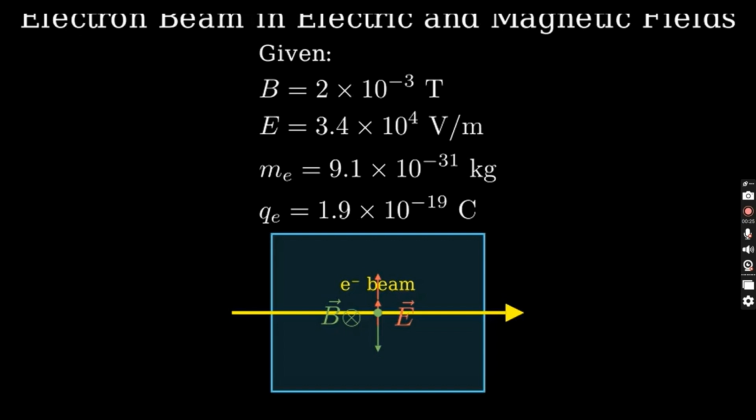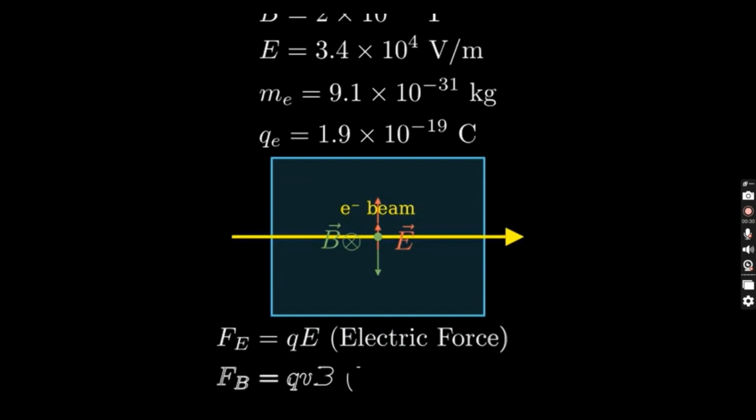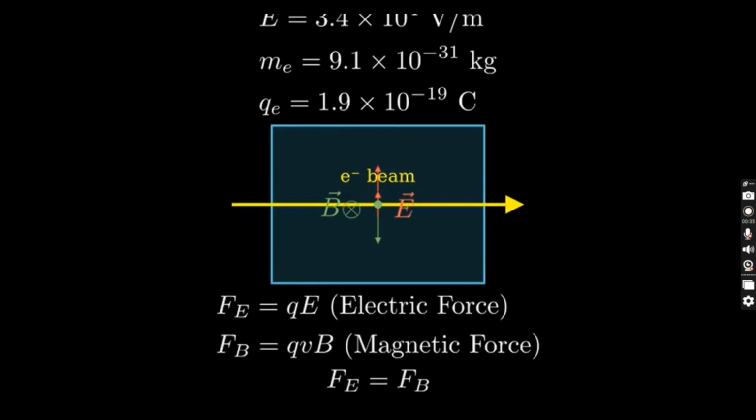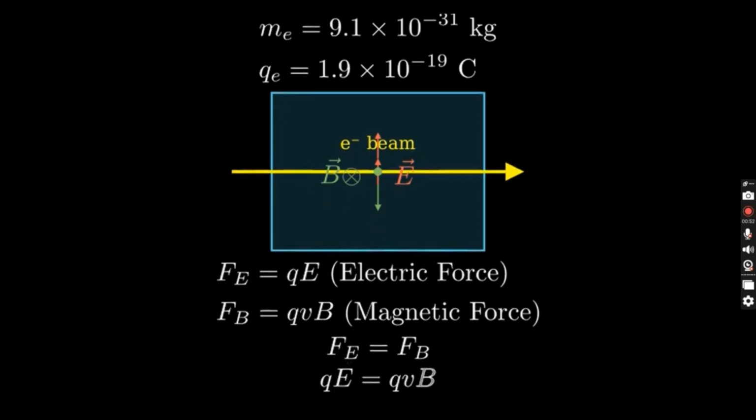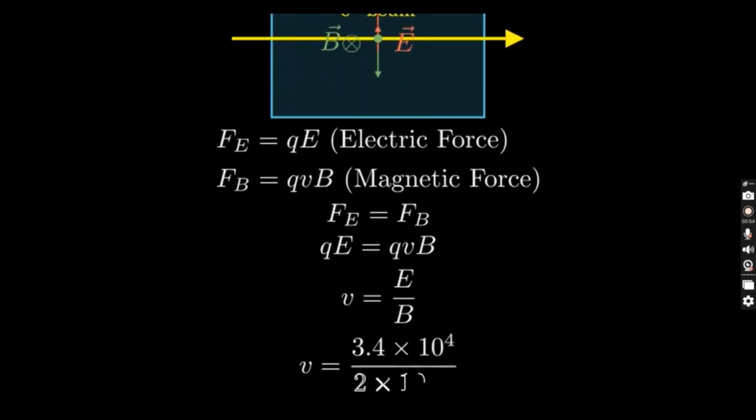For part 1, we need to find the speed of the electrons when the beam remains undeviated. This happens when the electric and magnetic forces are equal and opposite. Let's write out our force equations. When we substitute the forces, we get QE equals QVB. The charge Q cancels out, and we can solve for velocity. V equals E divided by B. Plugging in our values, 3.4 times 10 to the 4th divided by 2 times 10 to the minus 3. This gives us a velocity of 1.7 times 10 to the 7th meters per second.